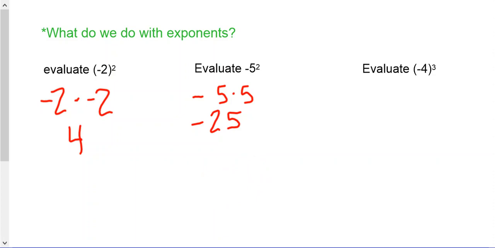All right, and lastly, we have negative 4 cubed, or negative 4 raised to the third power. So those parentheses mean that exponent goes to everything inside. So if we rewrite this, it would be negative 4 times negative 4 times negative 4. Okay? So if we do negative 4 times negative 4, we would get a positive 16.